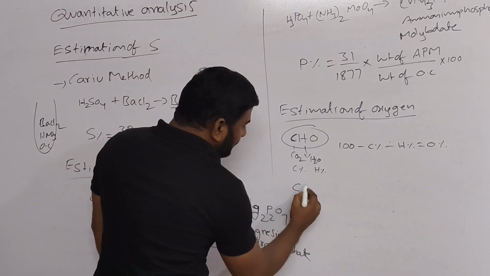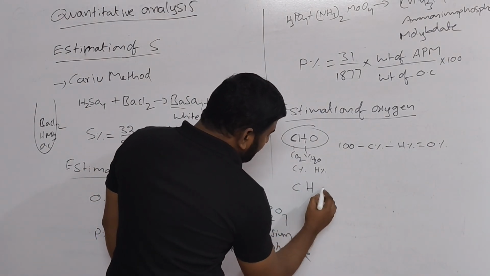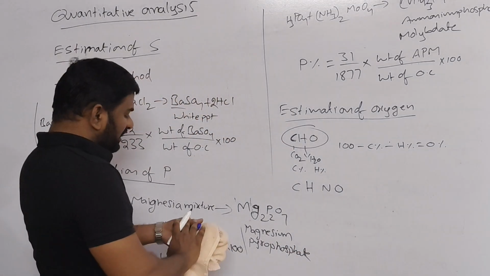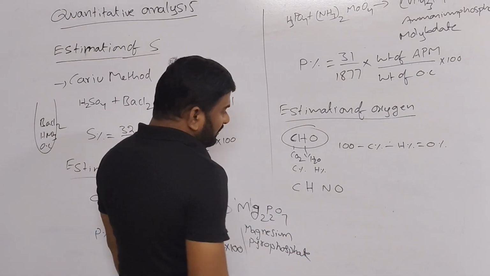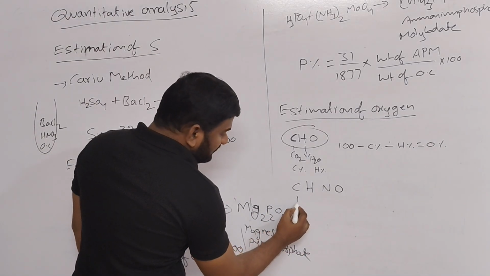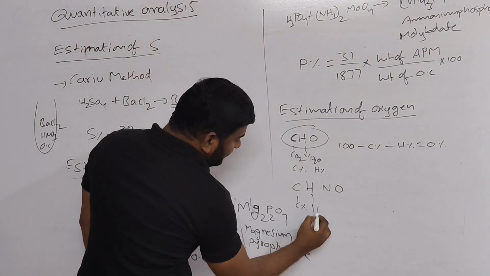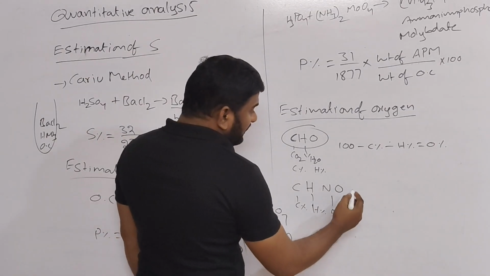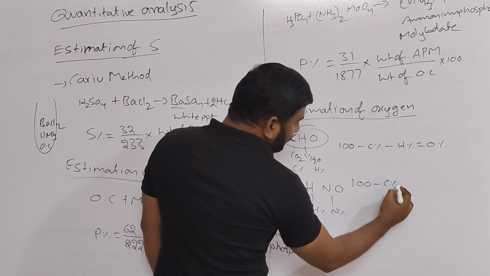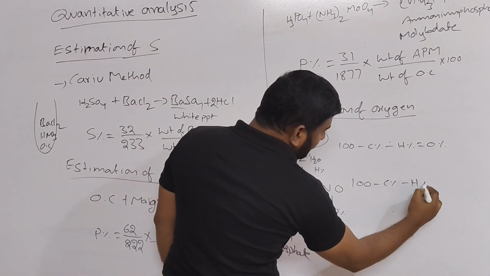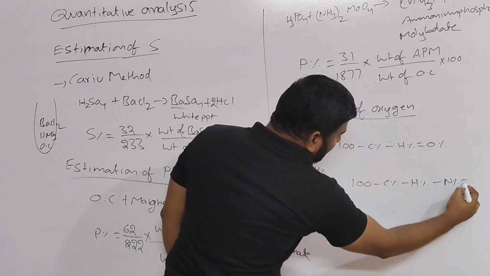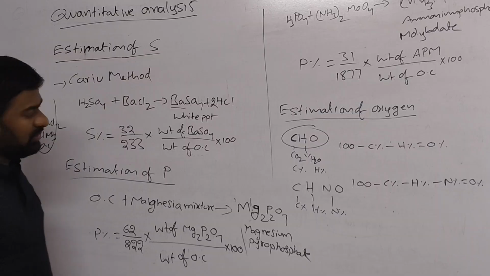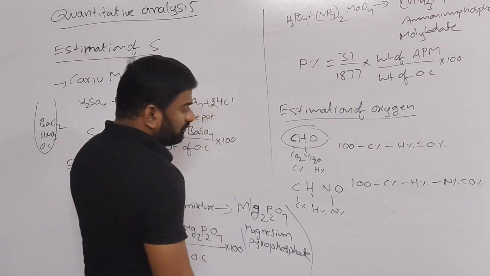Suppose the organic compound has C, H, N, O, these four elements. Then you can calculate the carbon percentage, hydrogen percentage, and nitrogen percentage. After calculating these three, subtract them from 100 and you get the oxygen percentage. In this way, you can calculate the oxygen percentage. This is one way. Sometimes they will give another method.